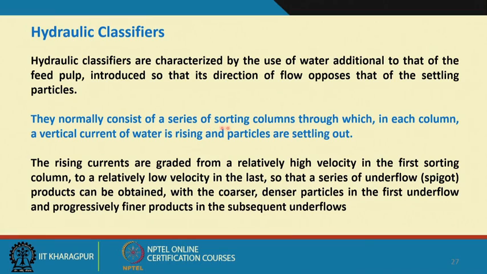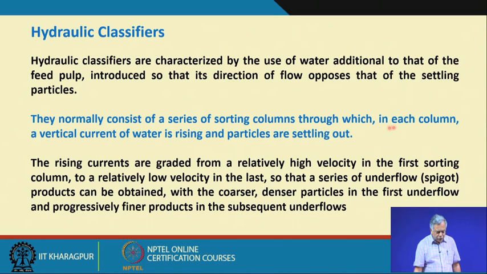They normally consist of a series of sorting columns, through which in each column a vertical current of water is rising and particles are settling out. The rising currents are graded from a relatively high velocity in the first sorting column. Suppose I have sizes from 100 micrometer to 10 micrometer, and I want separation into 100 to 80 micrometer, 80 to 30 micrometer, and below 30 micrometer.